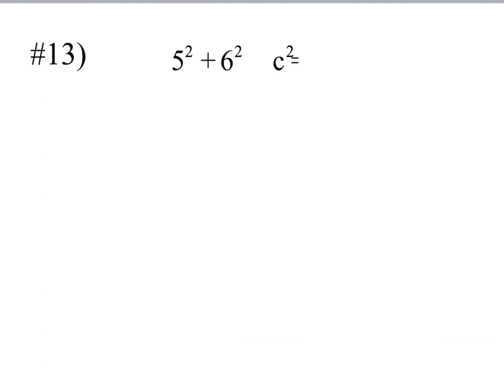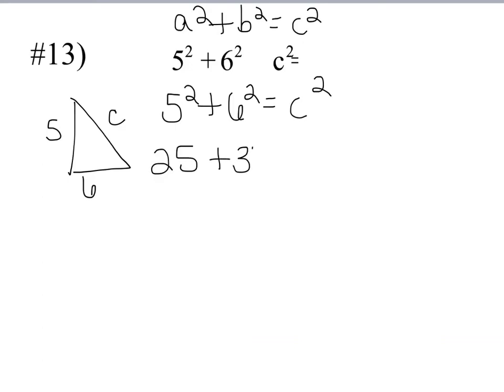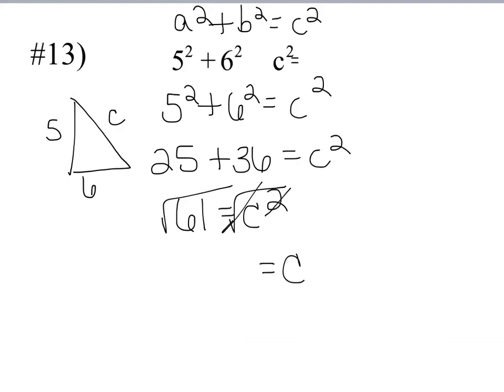Here I've got a triangle. My sides were 5 and 6, so it must have looked something like this. Okay, so I'm plugging into the Pythagorean theorem. A squared plus b squared equals c squared. So we have 5 squared plus 6 squared is equal to c squared. 5 squared is 25. 6 squared is 36. 25 and 36 is 61 is equal to c squared. So you square root both sides to get rid of the squared, and c is equal to the square root of 61.